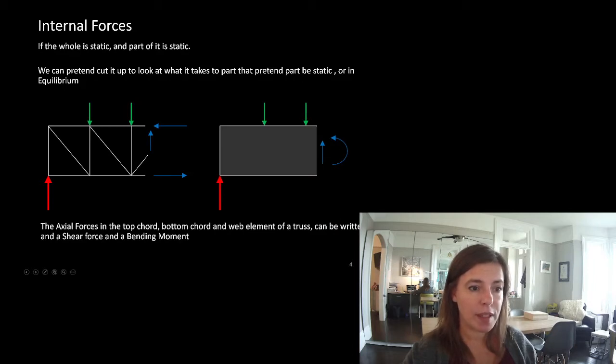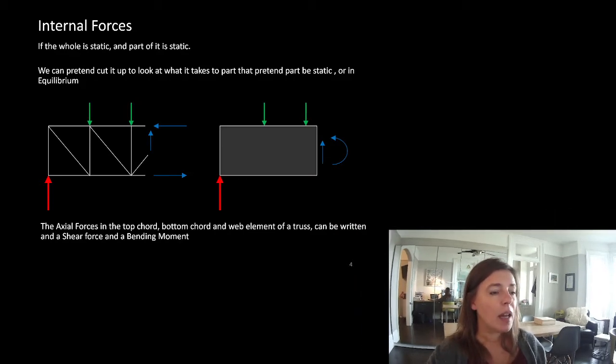I've made myself a little too big here. The axial forces in the top and bottom chord and web element of a truss can be written as a shear force and a bending moment.